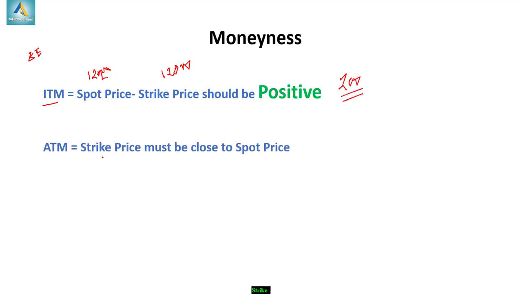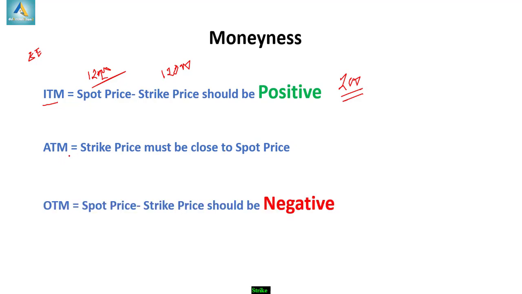What is ATM? The nearest strike price to the spot price is the ATM. So if Nifty is trading around 12,200, my 12,200 will be the strike price and spot price, both nearest. So that is my at the money. What is OTM? Let's say your spot price is around 12,200, and the strike price is around 12,400, so I will get minus 200 as a negative point. So definitely for a call option that will be my OTM.